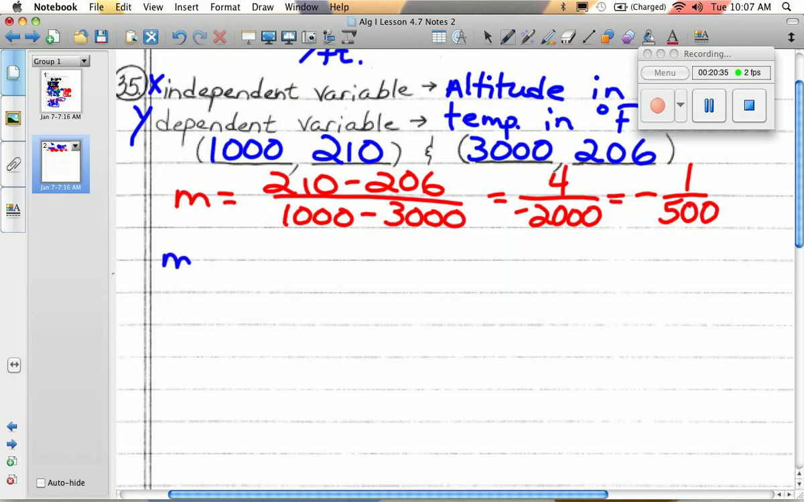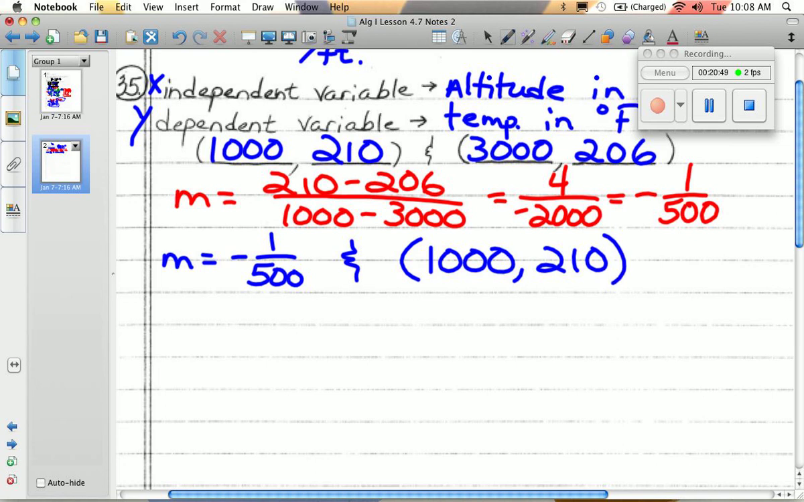Which point do you want to use? So we have m equals -1/500, and which of those two ordered pairs do you want to work with? The first one? Yes. Okay. 1,210. So we'll write our equation. y take away 210 equals -1/500 times x minus our 1,000.